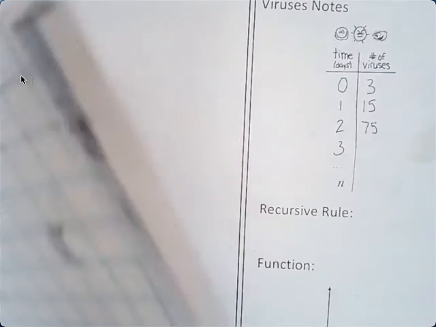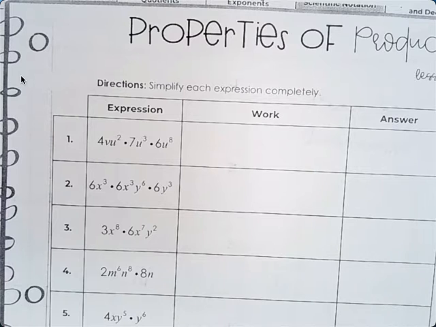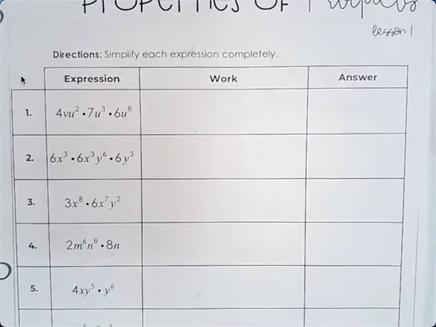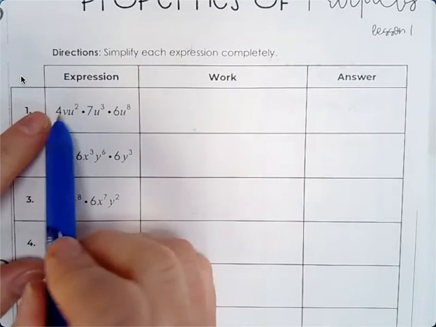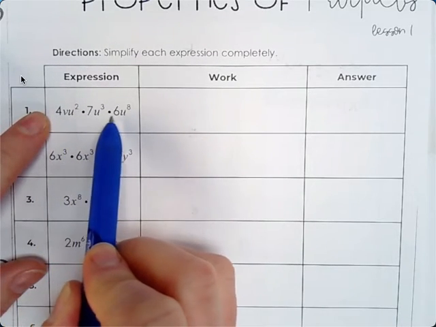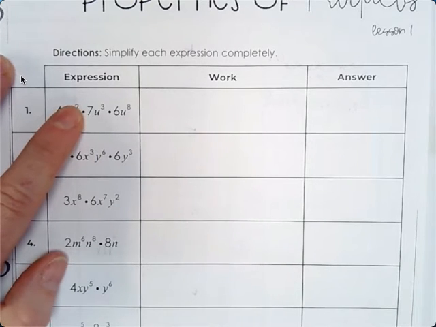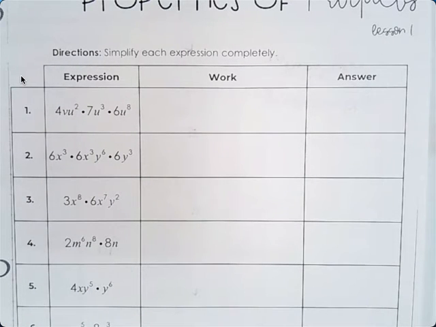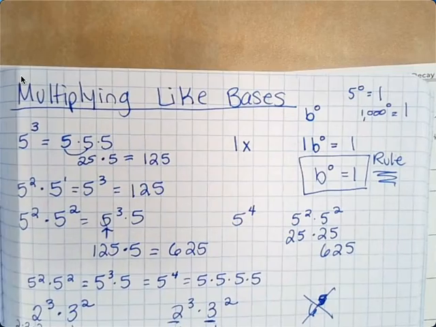Okay, I want you to go to the back now. So turn it over. Everybody turn it over. Let's look on the back. And this is over what we did yesterday. If you are multiplying terms and you have like bases, what do you do with those exponents? Yep, you add them. So remember these notes from yesterday? Multiplying like bases.